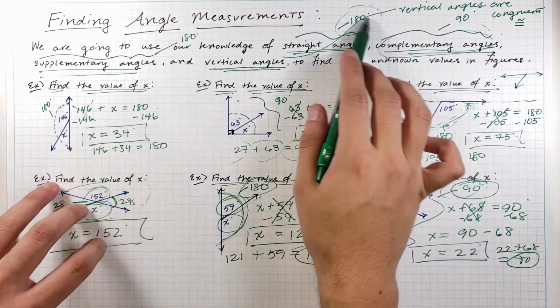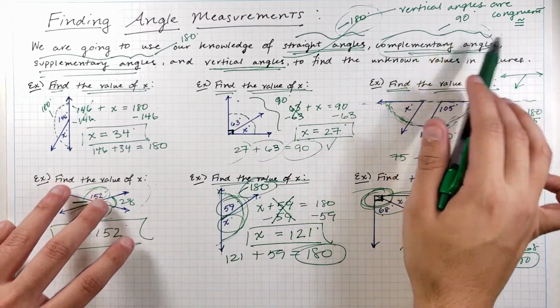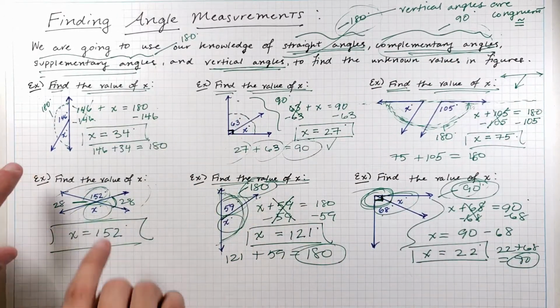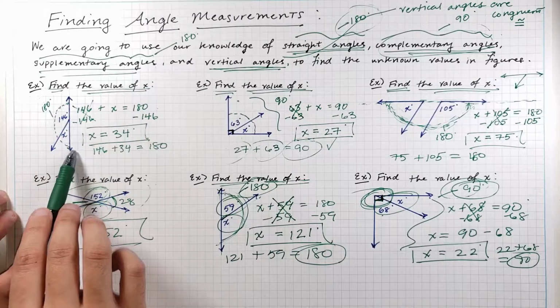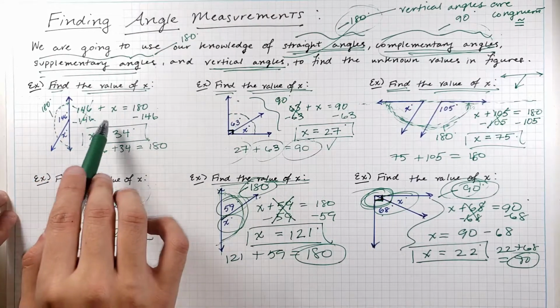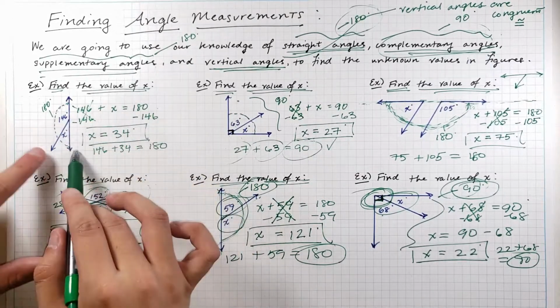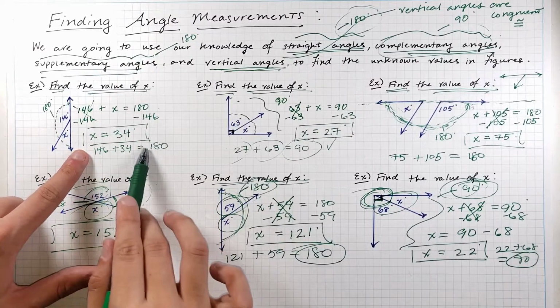But if we're good enough with the straight angles that are 180 and the complementary that are 90 and all that stuff, then we can go and find them. Like this one had a straight angle. We know it was 180, so we needed to find x. We did x plus 146, and we found x, which was 34, and we checked it, and it worked.